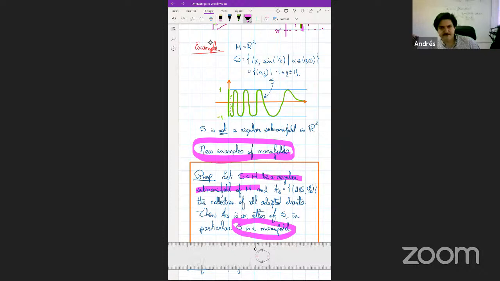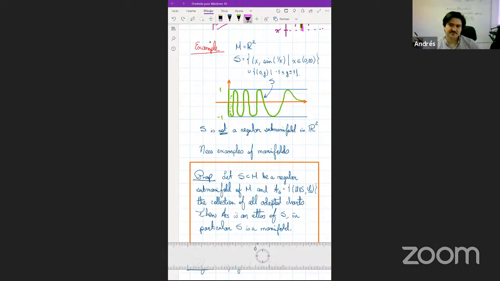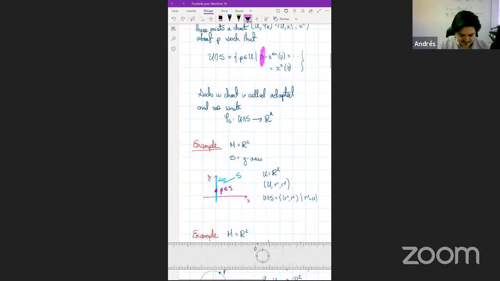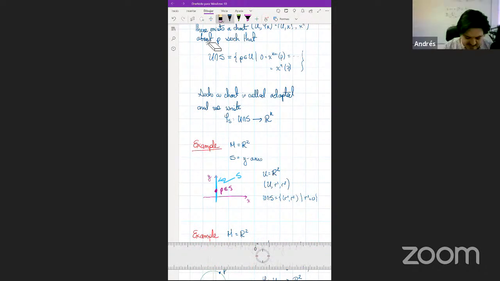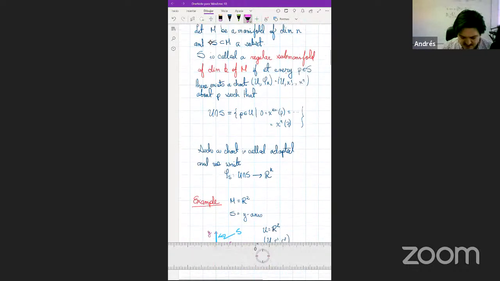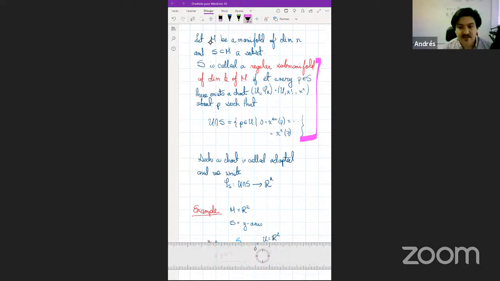Right? Any questions about the statement of this proposition? With adapted charts, we just mean like the restriction, right? Right. So I have the nice chart from the definition. And then what I do, this function is the same.